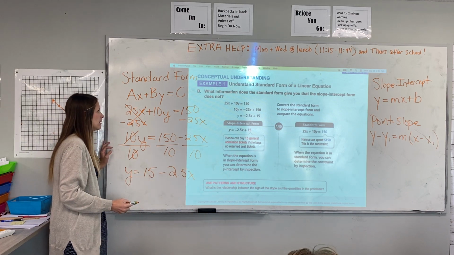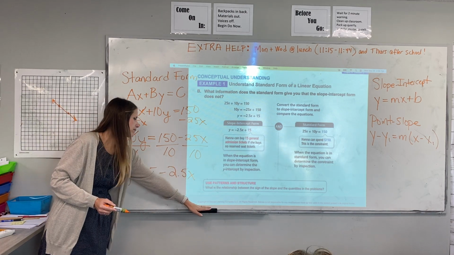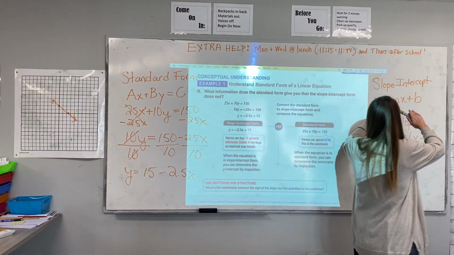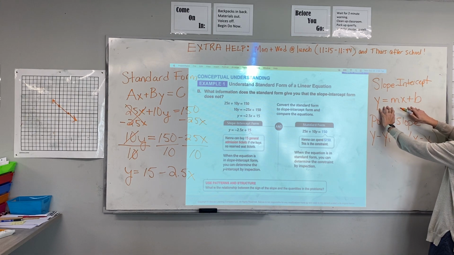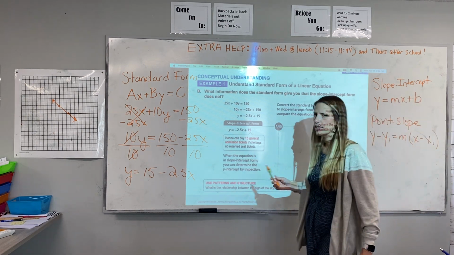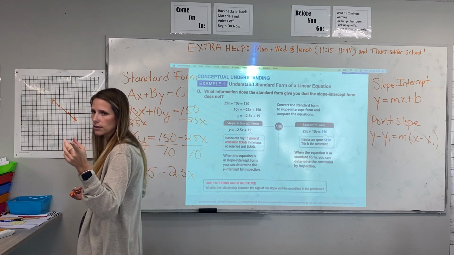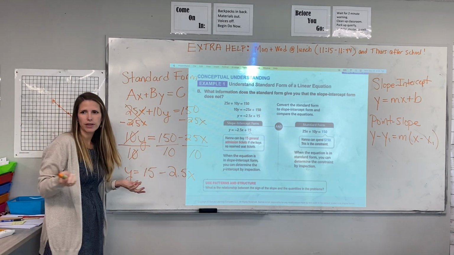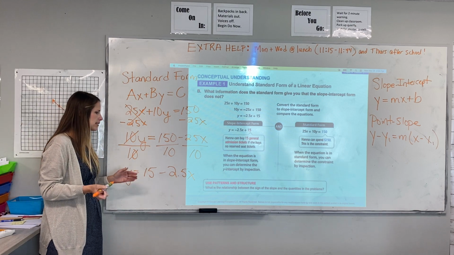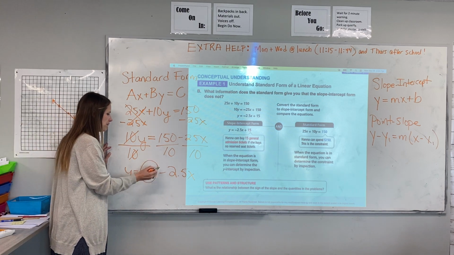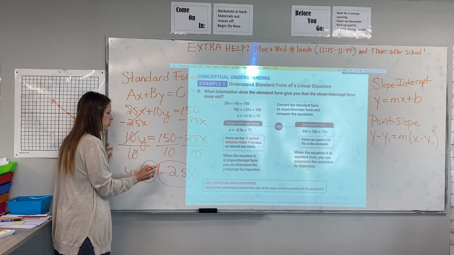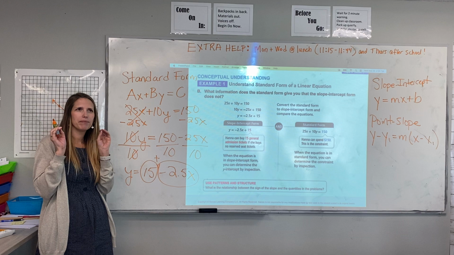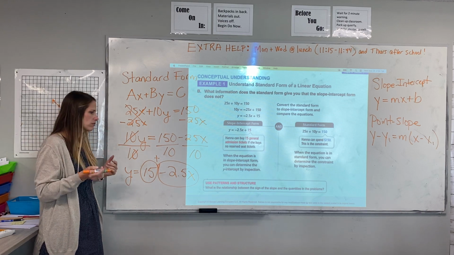Now, real quick, does this look like slope-intercept form? Not really. Because the x is first. What do I need to do? I just need to move it, right? Since I have a positive 15 and a negative 2.5x being combined, technically it's like a hidden addition sign, right?